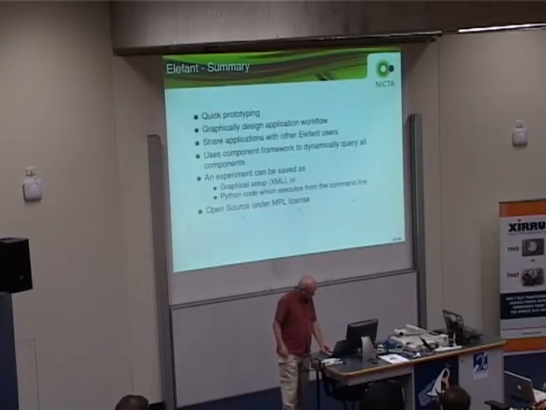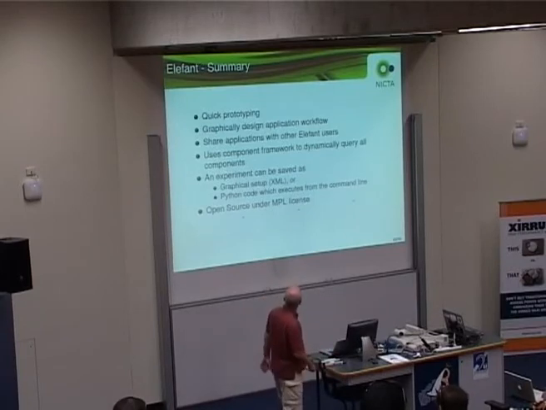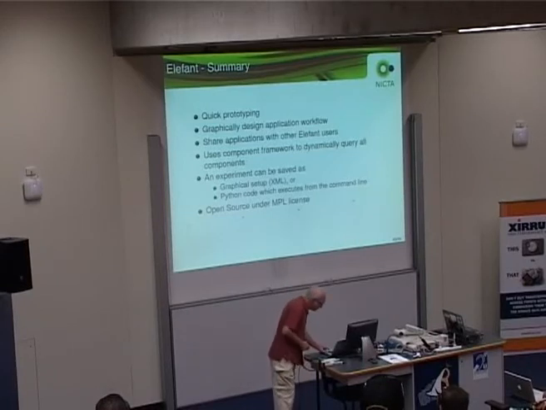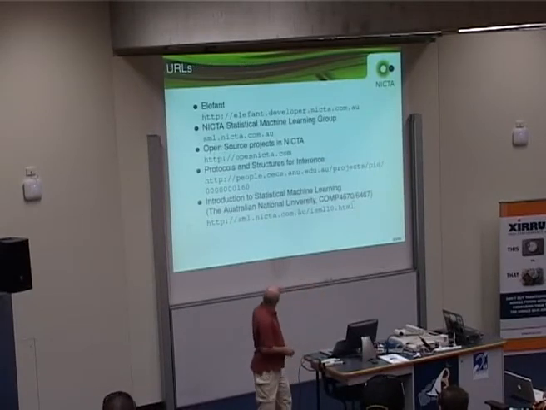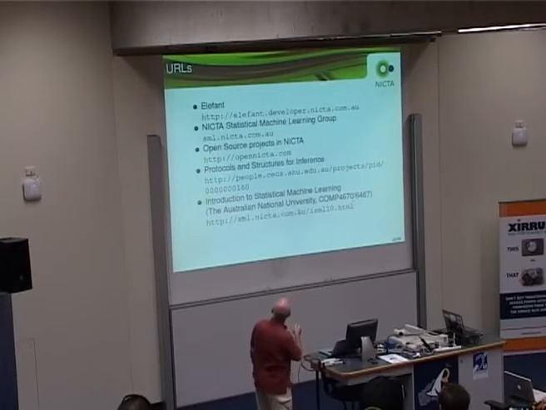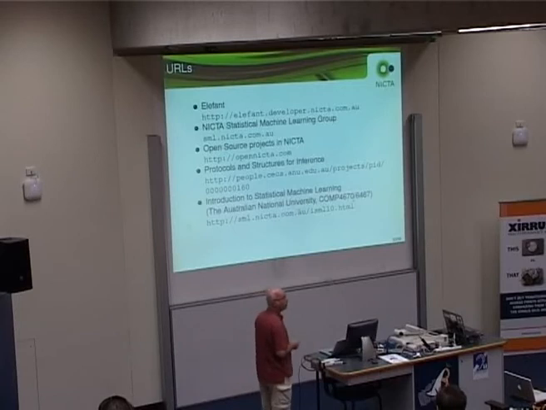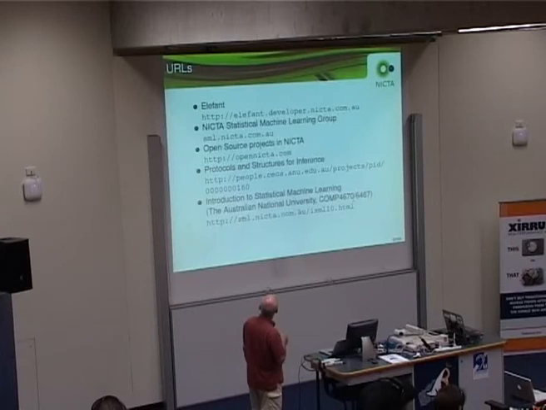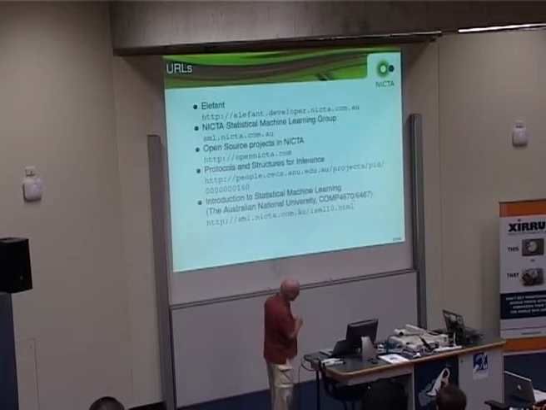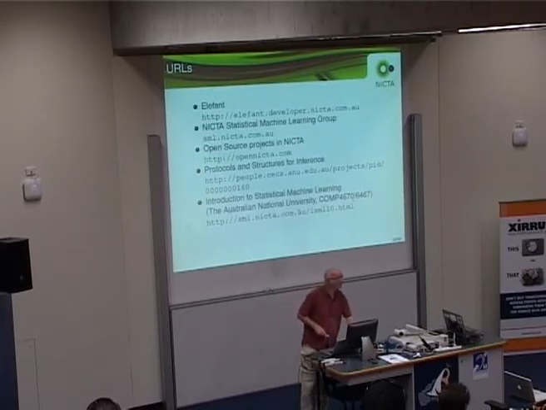Okay, summary, I think I mentioned all of these things here. And I think we are really done with time. So I leave you with the last slide. Again, the URL for Elefant, if you want to look at what our group is doing here. NICTA currently has 12 open source projects. You find all of them under this address. And if you're interested in the protocols and structures for inference, there's a URL here. And if you want to learn something about machine learning, you find 800 slides about machine learning there.